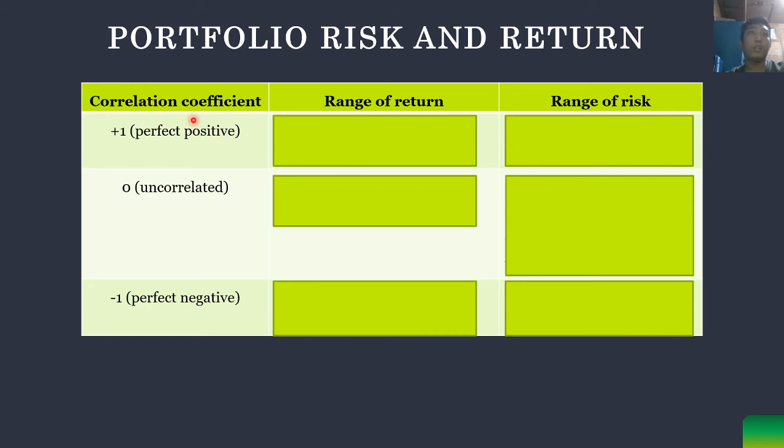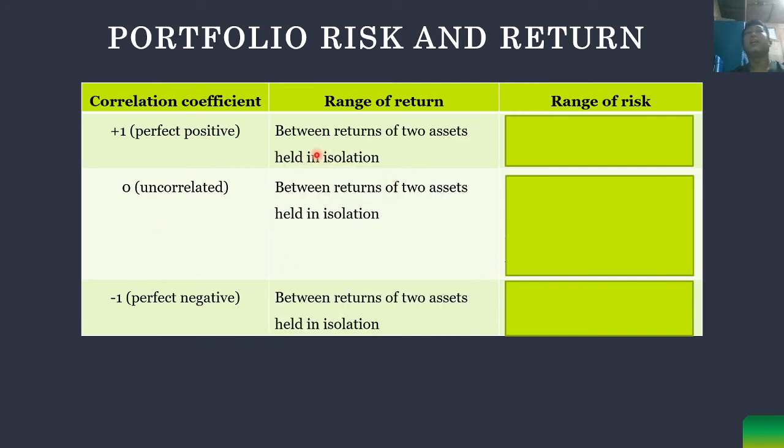Okay, so ano ba yung analysis ng correlation coefficient? So yan, we have positive 1, 0, and negative 1. Okay. So class, dalawa kasi tinitingnan natin, the range of the return and the range of risk. When we say perfectly positive, uncorrelated or perfectly negative, same lang yan. The range of return lagi yung maglalay in between the returns of two assets held in isolation. Yan, lagi maglalay in between. Okay? The returns of the two assets held in isolation.